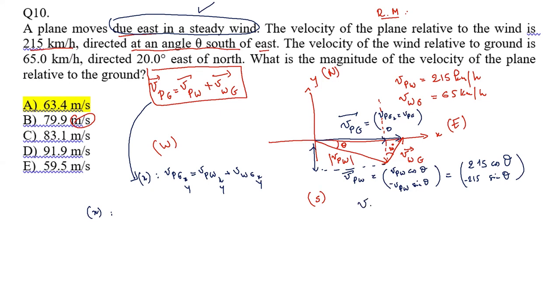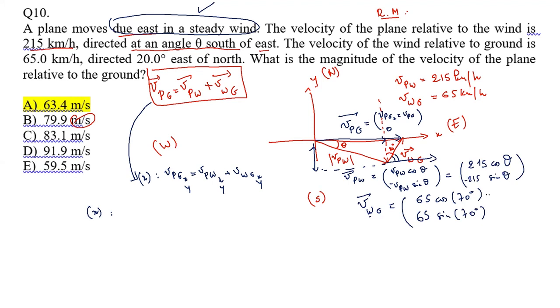Okay, so I know VPWX, VPWY. Now what is VWG, x and y? It will be the magnitude of VWG, which is 65 cosine which angle? Because I need the angle between VWG here and the positive x-axis. So this is the angle that I want here. So it will be 90 minus 20. So it will be 70. So it will be 65 cosine 70, and it will be here 65 sine 70.